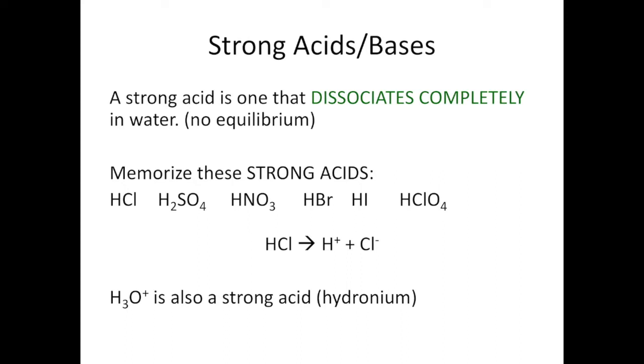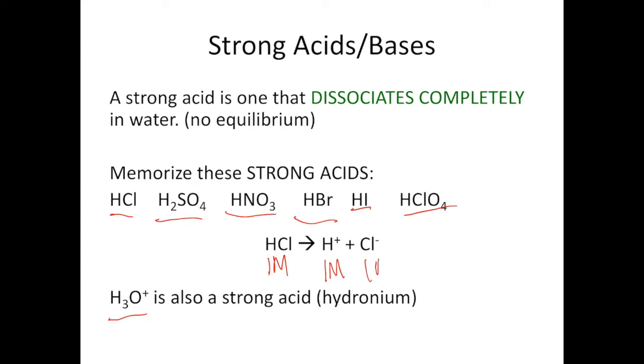I don't have a lot of things that you just need to know, but these you need to know. So you want to memorize the strong acids: HCl, hydrochloric, sulfuric, nitric, hydrobromic, hydroiodic, and perchloric acid. Those are your strong acids. There's another one, it's the hydronium ion. It's also considered a strong acid. So all of these things are going to dissociate 100% in water.